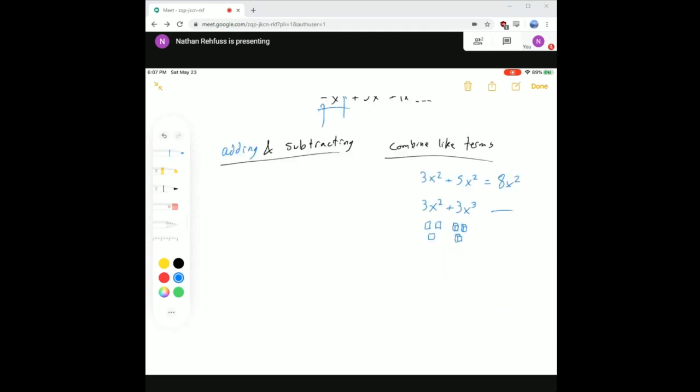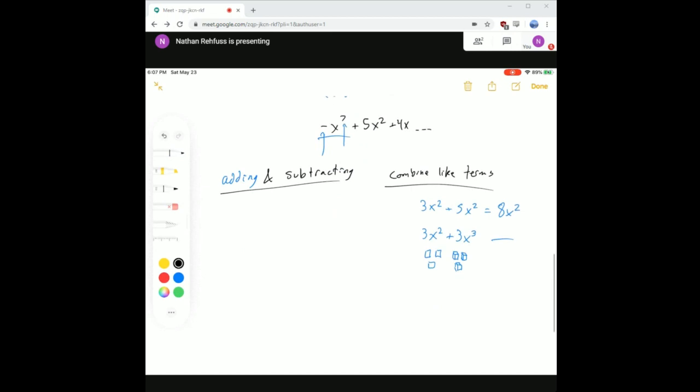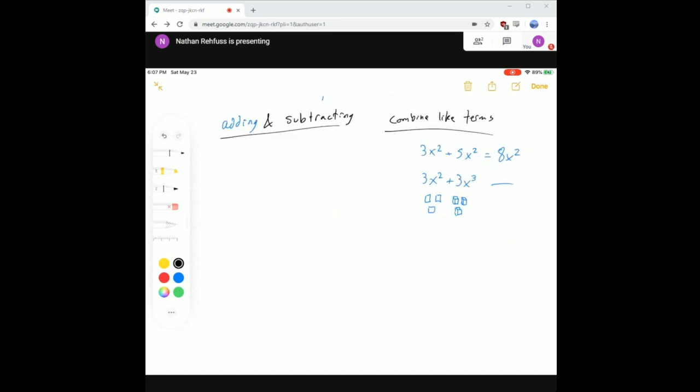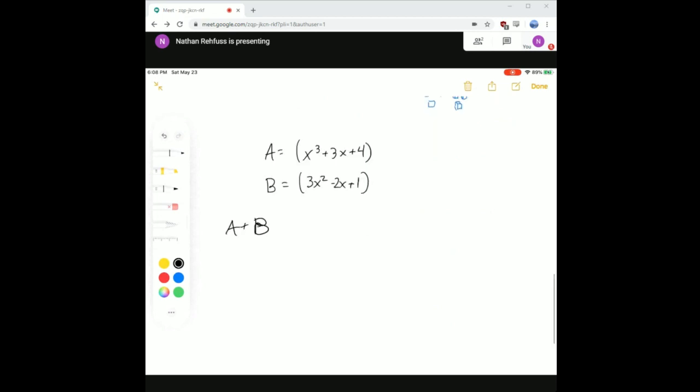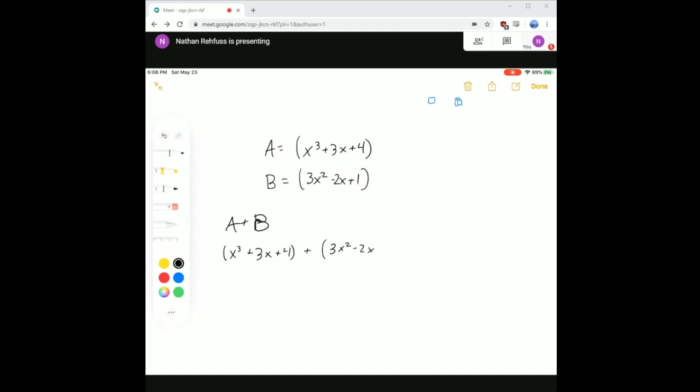So if I give you 2 polynomials, I might say the first polynomial, let's call it A, is x cubed plus 3x plus 4. And the second one, B, let's say it's 3x squared minus 2x plus 1. And let's try to add and subtract those. So what do I get if I add these together? I have x cubed plus 3x plus 4, and I'm adding 3x squared minus 2x plus 1.